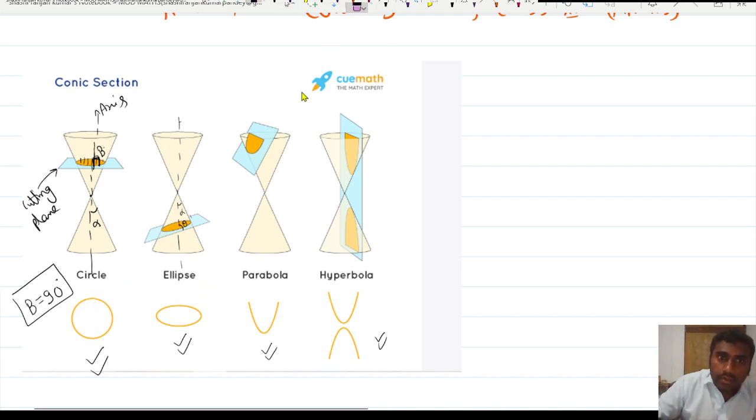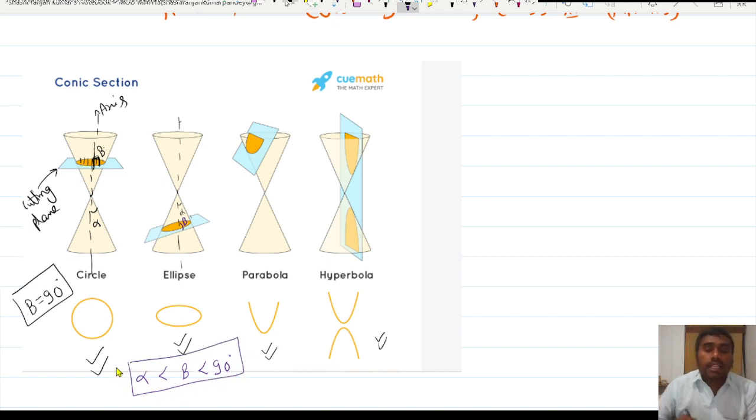What about the ellipse? This angle is beta, not theta. So how does the ellipse form? The ellipse forms when beta is less than 90 degrees, but greater than alpha, that is the semi-vertex angle. I have shown alpha in the animation also. So if beta is greater than alpha but less than 90 degrees, it will form an ellipse in this case.